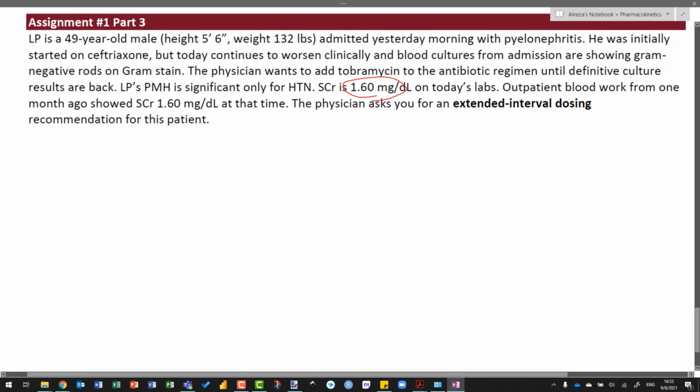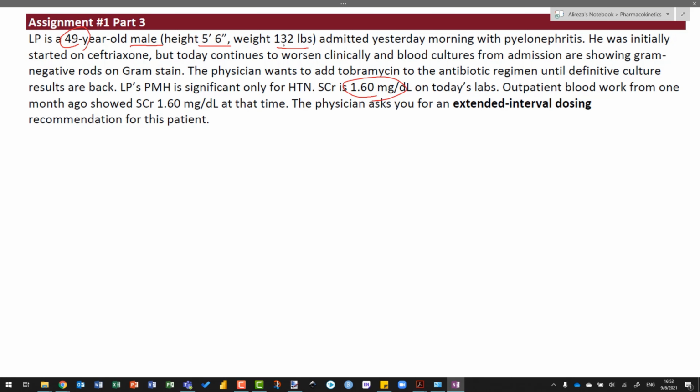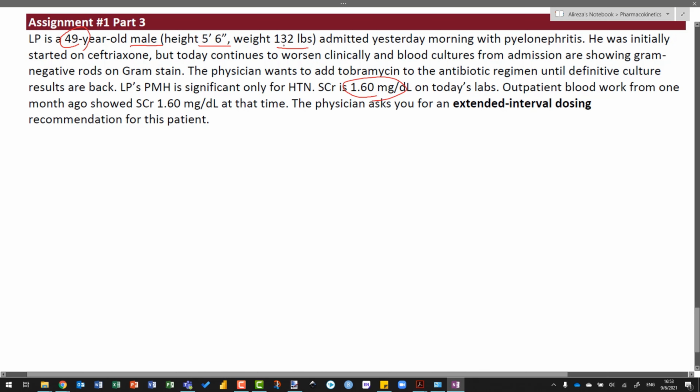So serum creatinine is 1.6. You want to make sure you note the age. This is a male. Here's the height and weight. And because it's extended interval dosing, one of the easiest ways to do this is using the Hartford nomogram. This patient did not meet the exclusion criteria for extended interval dosing. So this is pyelonephritis and bacteremia.